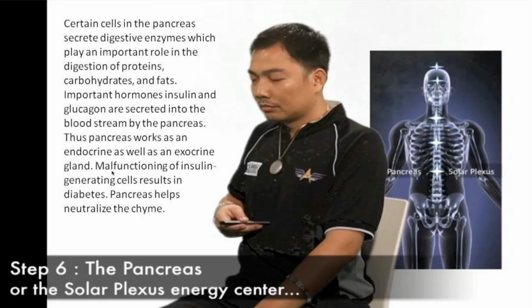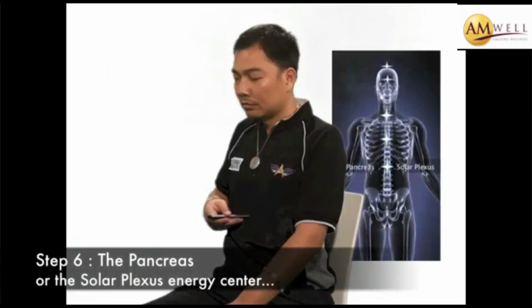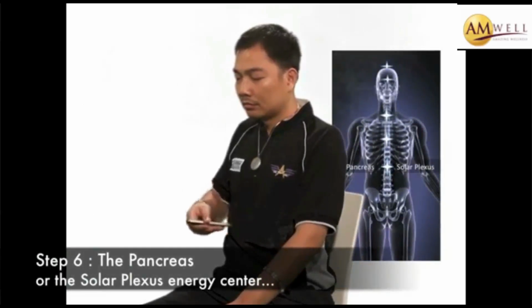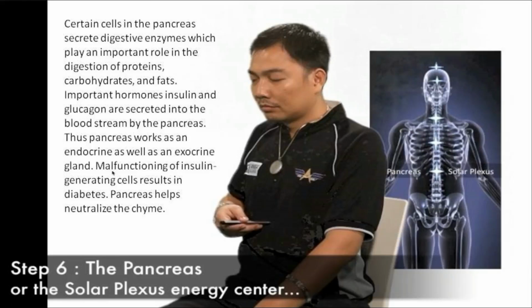All right, and the important hormones insulin and glucagon are secreted into the bloodstream by the pancreas itself. So the pancreas works as an endocrine as well as an exocrine gland. Malfunction of the insulin-generating cells results in diabetes, and the pancreas helps to neutralize the charge. So that's a very, very important step 6. That's the pancreas gland. So let's go to step 7.